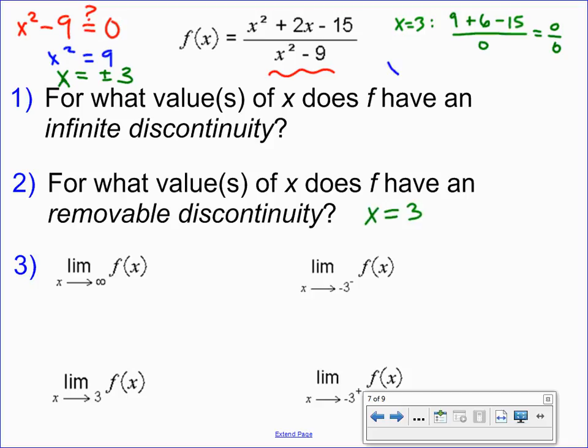Let's see about x equals negative 3. Direct substitution yields negative 3 squared is 9, minus 6, minus 15, all over 0. I'm getting 3 minus 15 is negative 12, a constant over 0. Is this indeterminate? No. Is this going to give me a value of the limit? No. This is infinite, right? This is infinite, and it must be a vertical asymptote. That signals the presence of an infinite discontinuity at x equals negative 3.